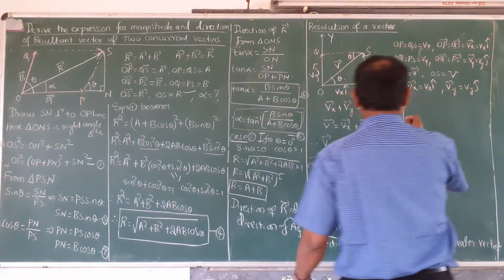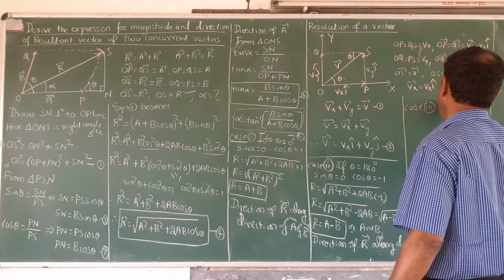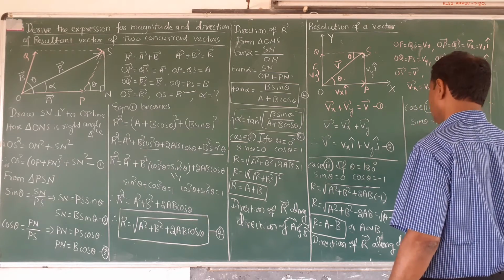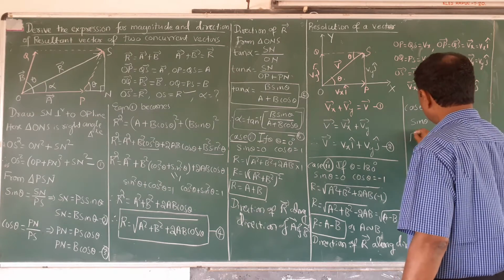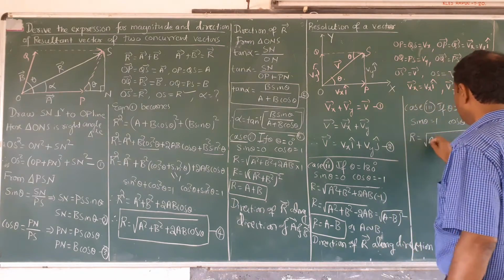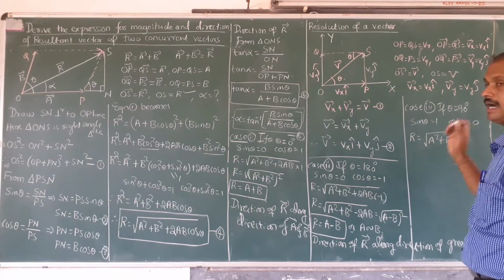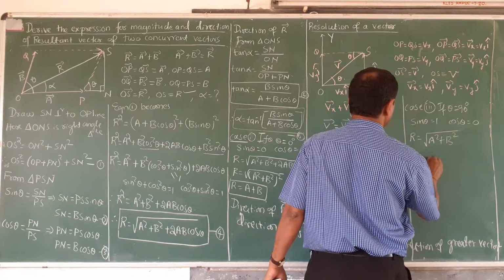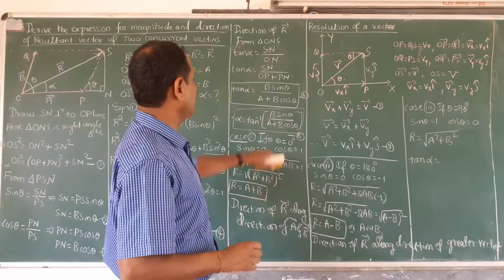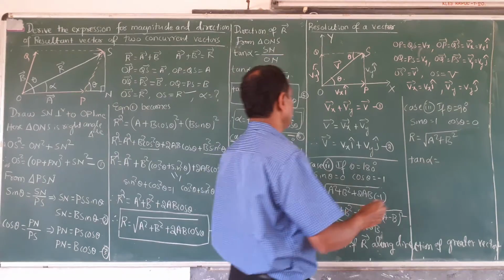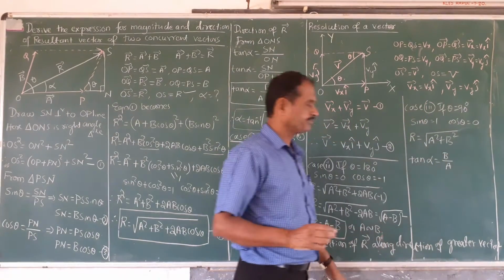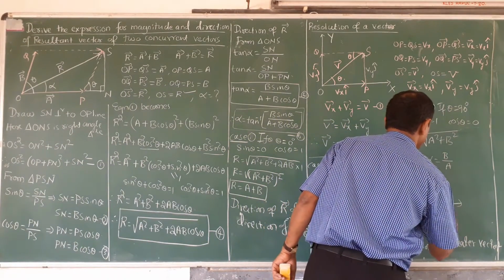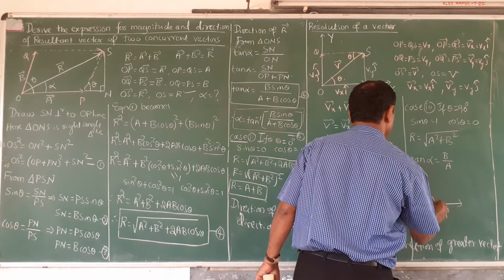Case 3. If theta is equal to 90 degree, sin theta is equal to 1, cos theta is equal to 0, then R is equal to under root of A square plus B square. That is what we get. Then what does tan alpha become? tan alpha is equal to, since sin theta is 1, B divided by A. That means one vector A is like this, another vector B is like this, and this is 90 degree.